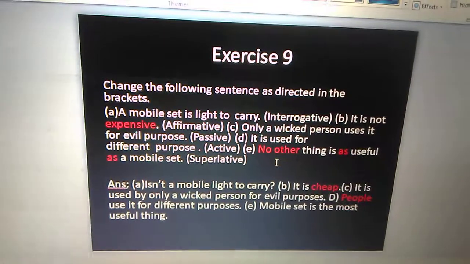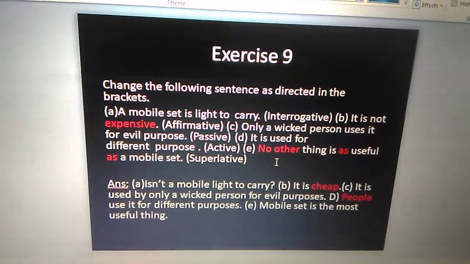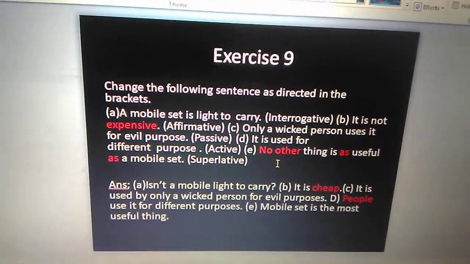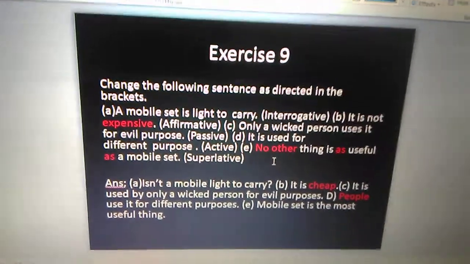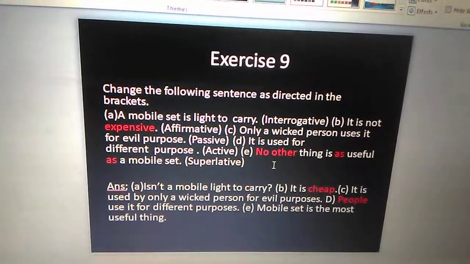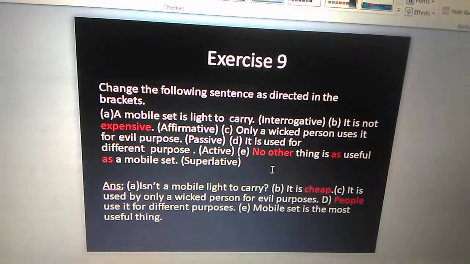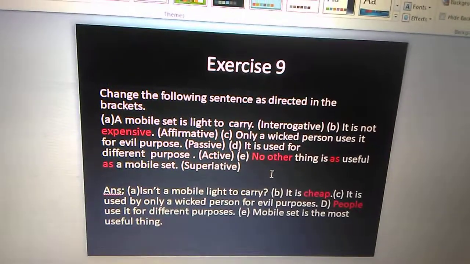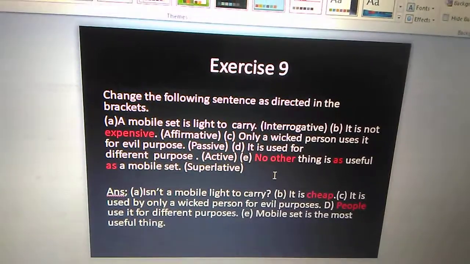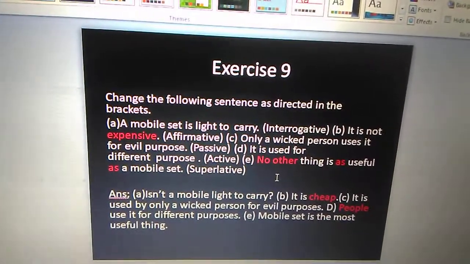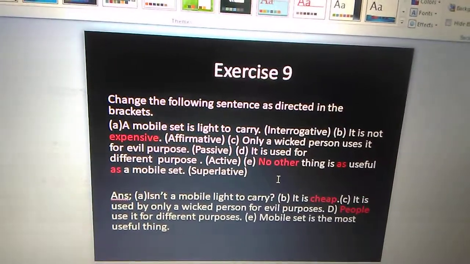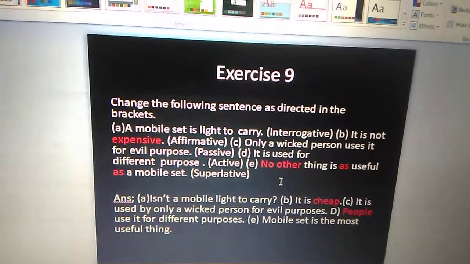It is used for different purposes. It is used for different purposes by people or by us, but there is no people or no us, so you have to write people. People use it for different purposes. No other thing is as useful as a mobile set. Superlative. You know the rules of "no other". We have already done one example earlier.